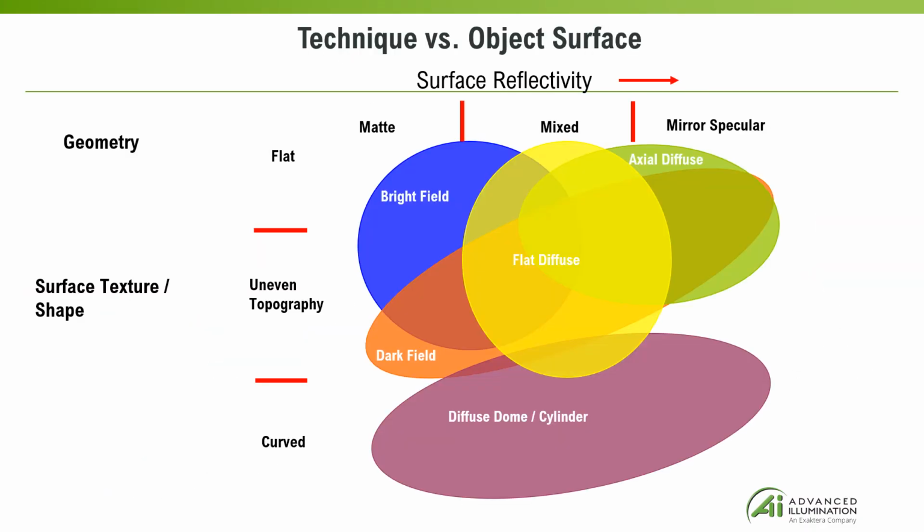How task-specific and ambient light interacts with a part surface is related to many factors, including the surface shape, the geometry, the amount of reflectivity, as well as its composition, topography, and color. Some combination of these factors will determine how much light and in what manner is reflected to the camera, and subsequently available for image acquisition, processing, and measurement or analysis.